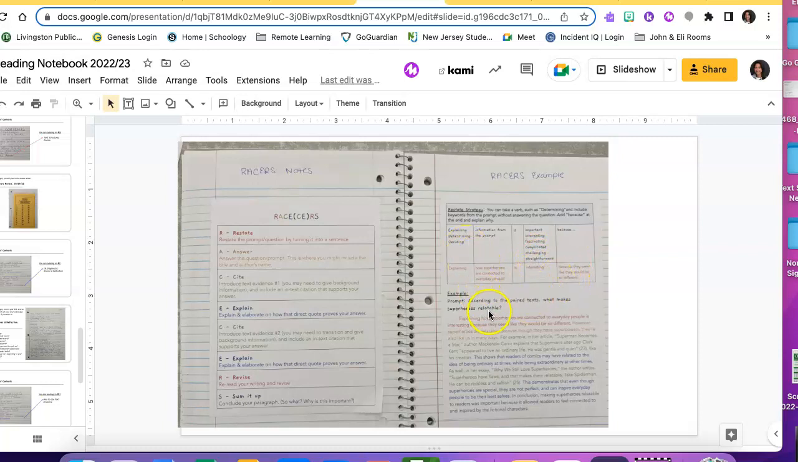So my example for the prompt, according to the paired texts, what makes superheroes relatable, I wrote, explaining how superheroes are connected to everyday people is interesting. And why is it interesting? I wrote, because they seem like they would be so different. So this way I haven't answered the question yet, but I've given a topic sentence, all right? So you can see that that topic sentence is used here in the red. It says, explaining how superheroes are connected to everyday people is interesting because they seem like they would be so different. And now I'm going to go into my answer.